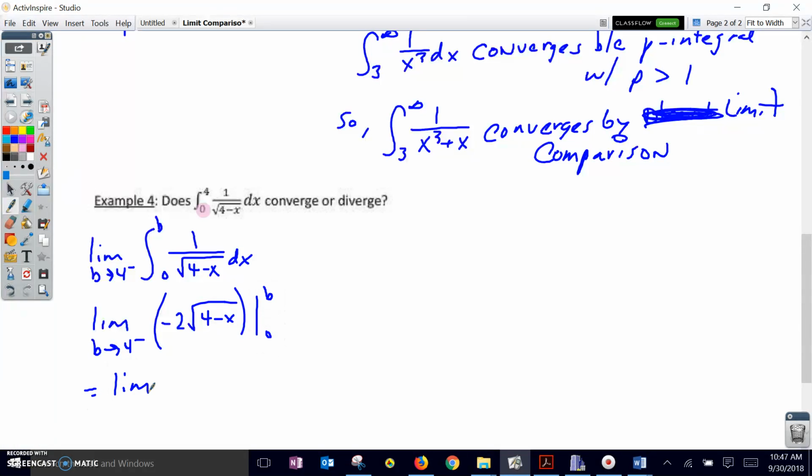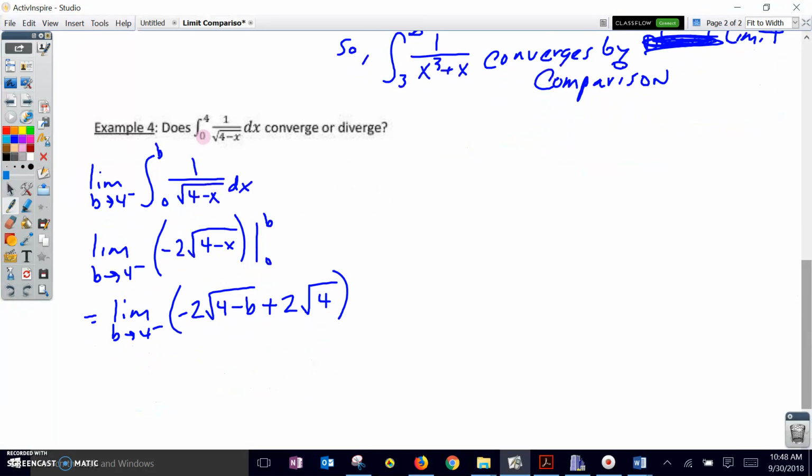And that's going to be the limit as b approaches 4 from the left of negative 2 square root of 4 minus b minus negative 2 square root of 4. And if we simplify this further, the limit as b approaches 4 from the left of this term is going to just be 0. And so the value of this limit is 4. Therefore, this converges.